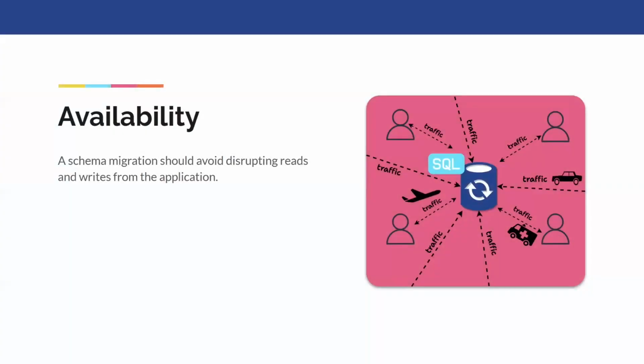A third challenge we want to discuss is availability. While we are making schema changes, we don't want to disrupt reads and writes from the application. Going back to our example, as we make this data type change, application users shouldn't even notice when the change happens. They should still be able to save or read saved phone numbers from the database without any perceivable delay.